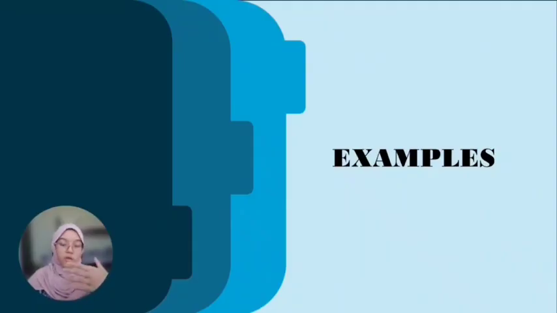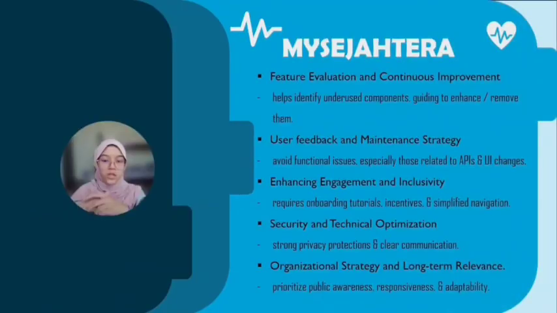So next, I'm going to talk about two examples. One is about an app. The second one is a website. So the first one is My Zahra app. The first point is feature evaluation and continuous improvement, analyzing feature engagement, helps identify underused components, guiding decisions to enhance or remove them. The second one is user feedback and maintenance strategy. Updates should be carefully planned to avoid functional issues, especially those related to APIs and UI changes.